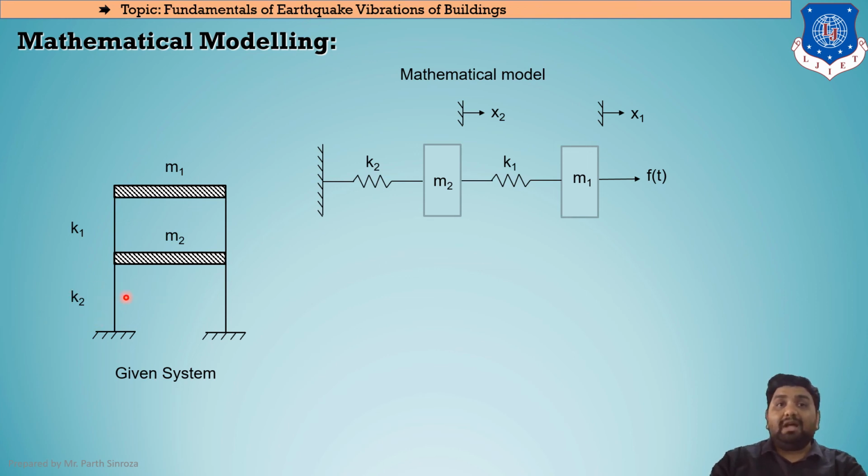Clear? And as these both are in parallel, this will be our equivalent K2. That means if it was given K2 equal to 1 and this K2 equal to 1, then this K2 will be equal to 2, whatever the values are given, just as we saw in the previous example. So this will be our K2 that will be in parallel, so it will be Ke equal to K1 plus K2.